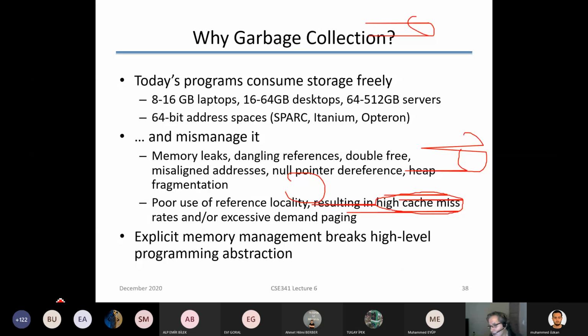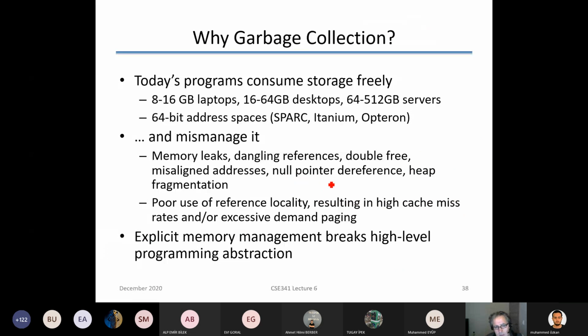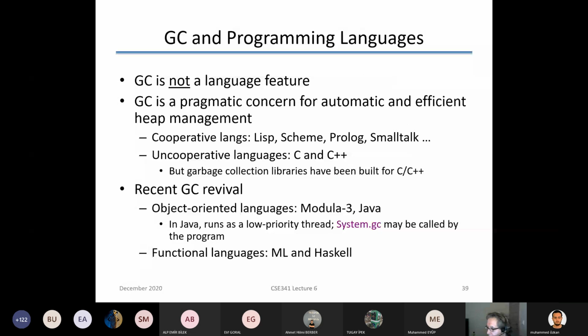So because of these things, what people try to do is explicitly manage this memory, but explicit memory management breaks high-level programming abstractions because of all this possible mismanagement. So instead, they say, okay, we want our programming language to be, let's say, high level and abstract things from us. In an ultimate case, I don't want to know locality of reference. Why do I need to know? I'm not, let's say, interested in paging and all these things.